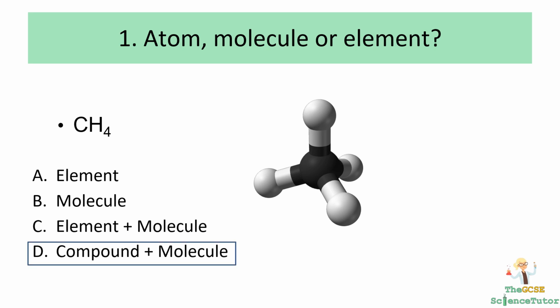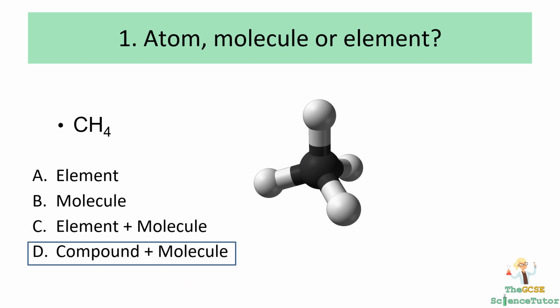Brilliant, it's a compound and a molecule. So methane is made up of a carbon atom bonded to 4 hydrogen atoms, hence the formula CH4. We would describe it as a compound because there's more than one type of atom present. We have carbon and hydrogen present, but it is also a molecule because there is more than one atom there.